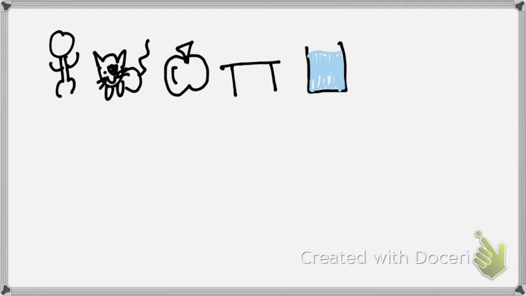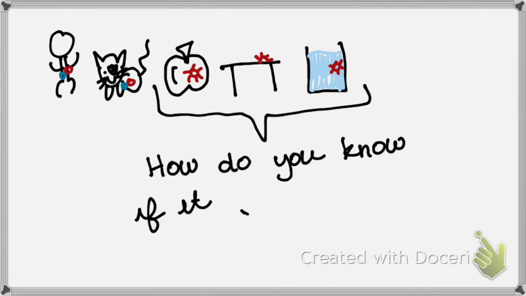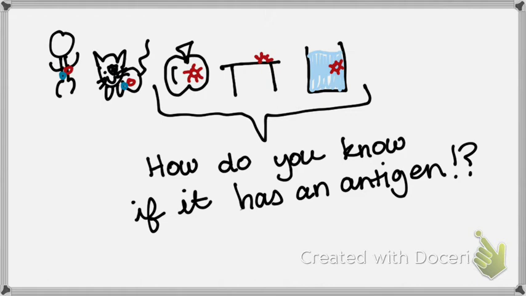So we already saw an example with a human and a cat, pirate cat. But what about foods, surfaces, and water? Well, all of these things can still have antigens on them. But we know that a human and the cat, so animals, they produce antibodies to defend. But how do we figure out if a food, surface, or water source has an antigen? This is the big question that people are trying to figure out, because if you can find where the antigens are, you can help prevent getting sick.